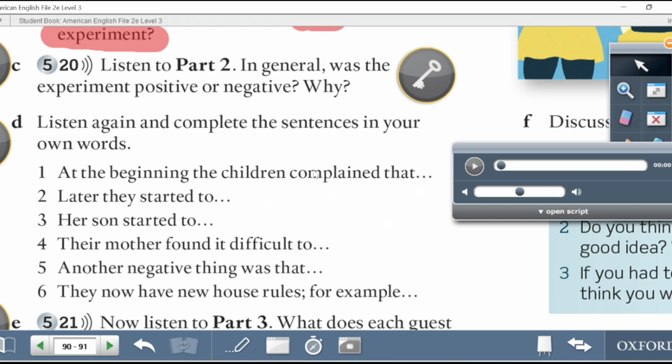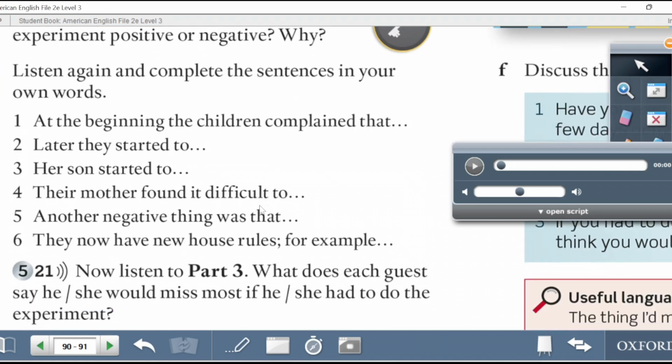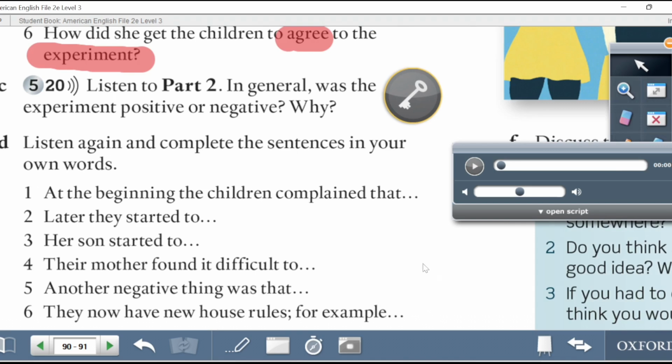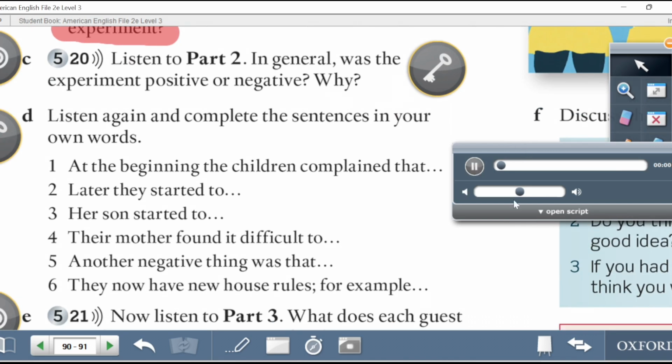At first the children complained that... Later they started to... Her son started to... Their mother found it difficult to... Another negative thing was that they now have new house rules. For example... Okay, let's listen and please answer these.